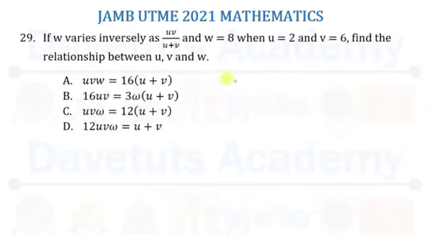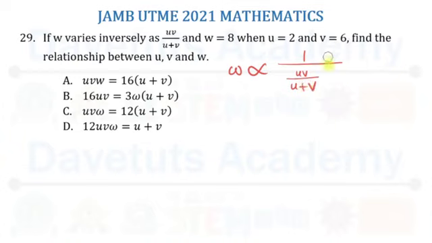In this question, we are told that W varies inversely as UV over U plus V, and W is 8 when U is 2 and V is 6. We have to find the relationship between U, V, and W. We need to interpret this correctly because they said W varies how? Inversely. Inversely means 1 over UV over U plus V.